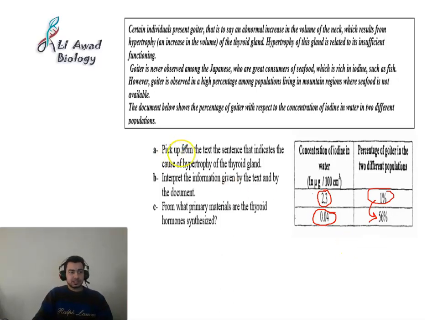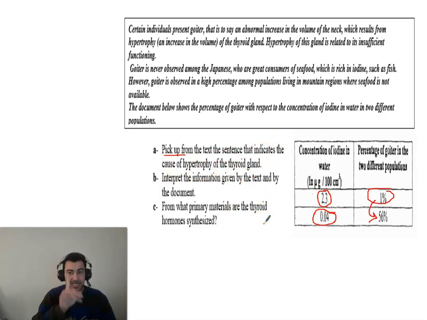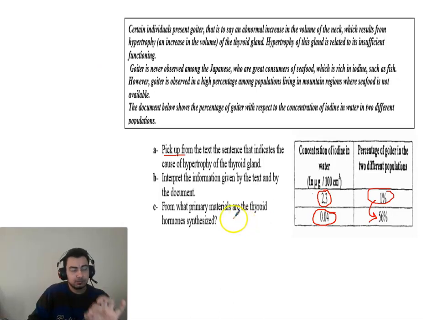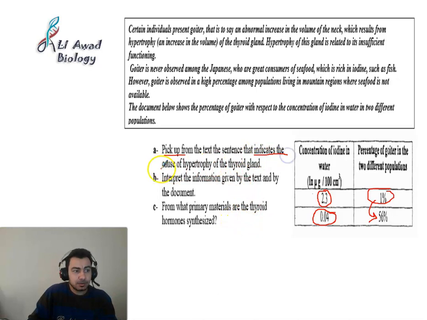The first question is pick out, or extract from the text, the sentence that indicates the cause of hypertrophy of thyroid gland. When I ask you to pick out, you are not allowed to add information or summarize a lot. Pick out means you take it from the text as it is.